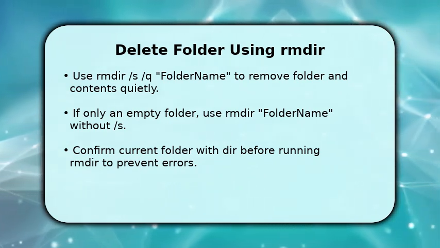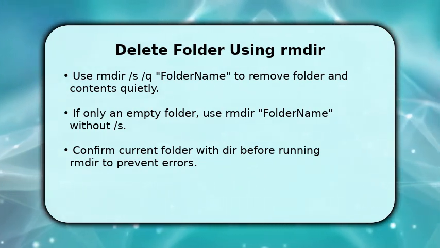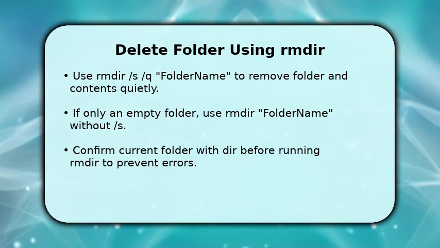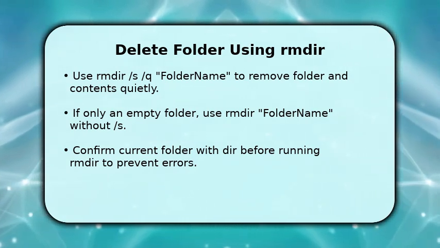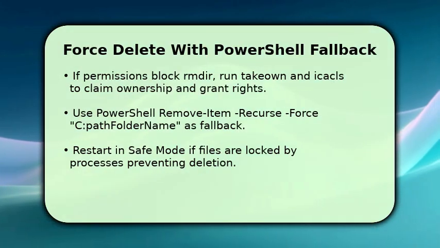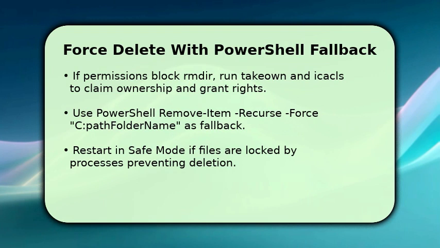If rmdir fails due to permissions or locked files, take ownership and reset permissions. Run takeown /f folder name /r then icacls folder name /grant administrators:f /t.